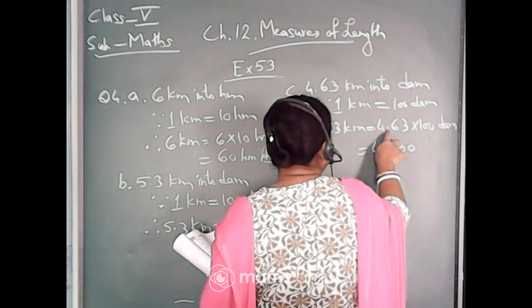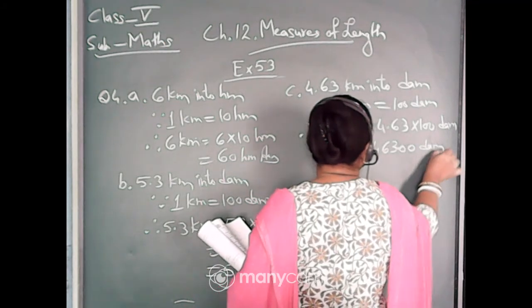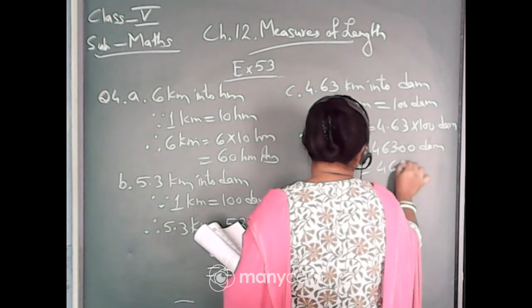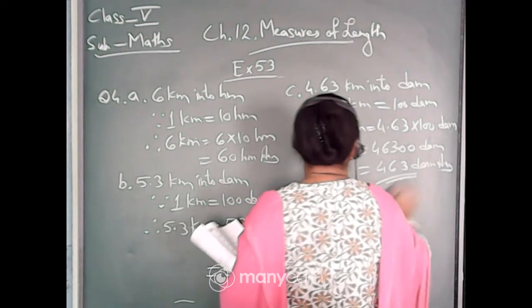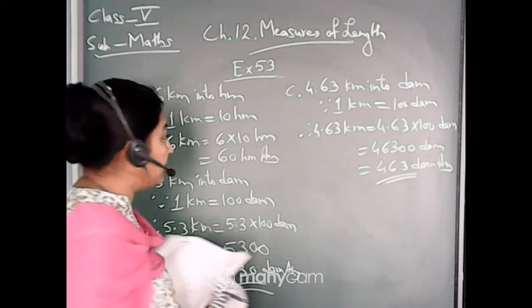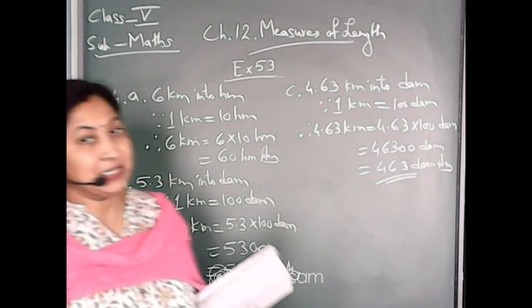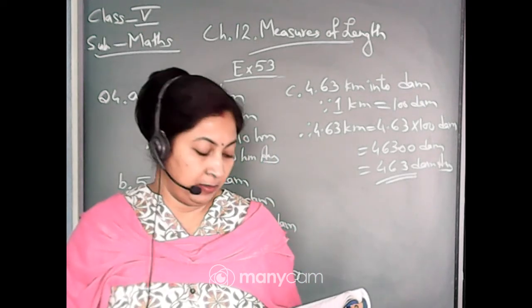After the 2 there is the point, so after the 2 digits there will be the point. That means 463 decameter will be the answer. Since after the point, if zeros are there, they have no value, so we can skip those zeros. Clear? Now come to question number D.